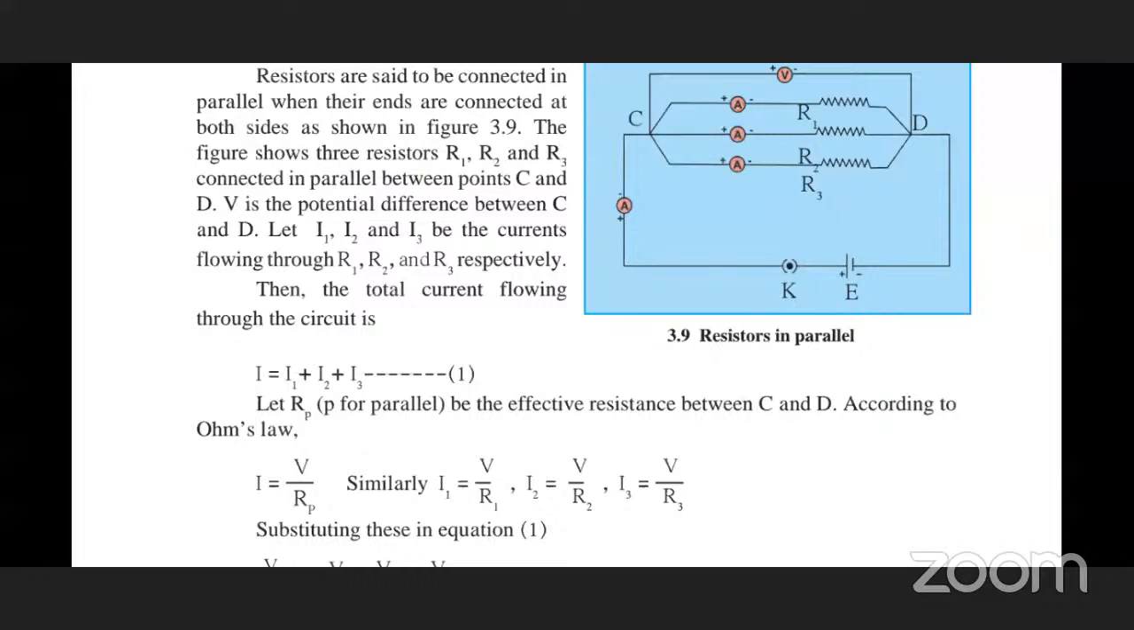Then again, if you want to know the total current flowing through the circuit, because why we are joining the circuit? Because we want the current, right? We want the current to flow through the circuit. That's why we are making the circuit. So how we are going to find out the current? Again from the Ohm's law.